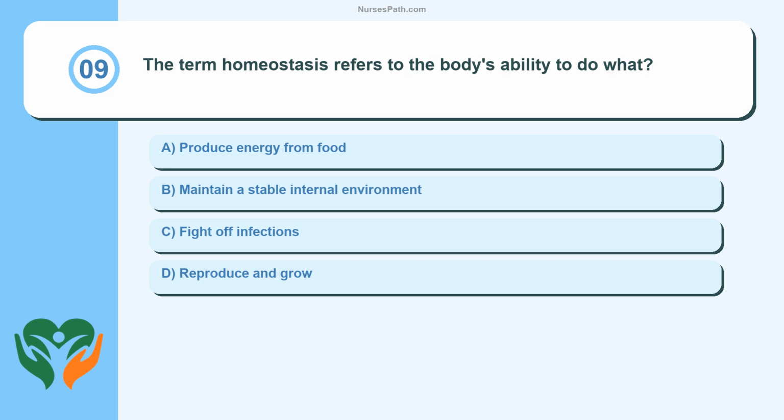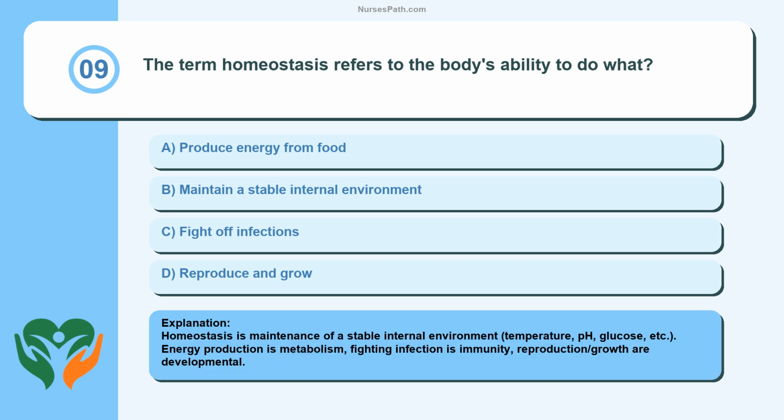Question 9. The term homeostasis refers to the body's ability to do what? Produce energy from food. Maintain a stable internal environment. Fight off infections. Reproduce and grow. Homeostasis is maintenance of a stable internal environment: temperature, pH, glucose, etc. Energy production is metabolism, fighting infection is immunity, reproduction and growth are developmental.